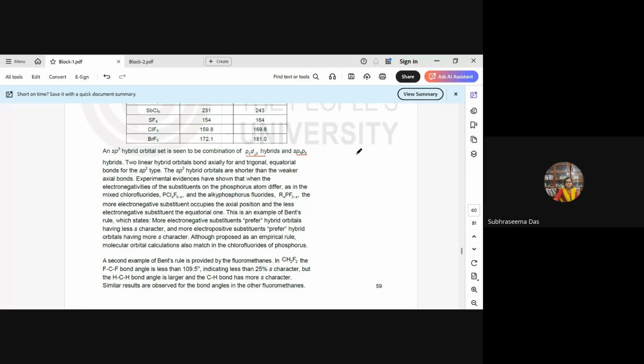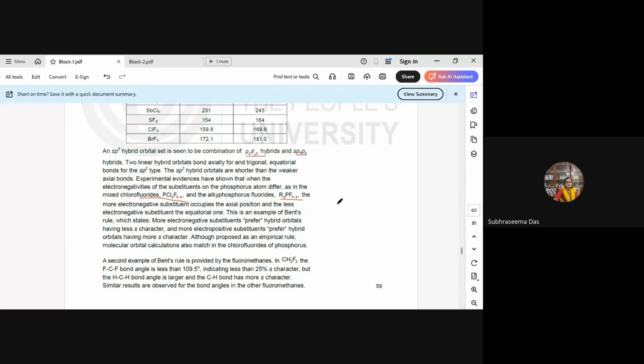Even experimentally it has been found that when the substituents on the phosphorus atom differ, as in mixed chlorofluorides, that is PCl2F3, or the alkyl phosphorus fluorides, that is RPF4, the more electronegative substituent occupies the axial position, and the less electronegative substituent occupies the equatorial position. So this is an example of Bent's rule.